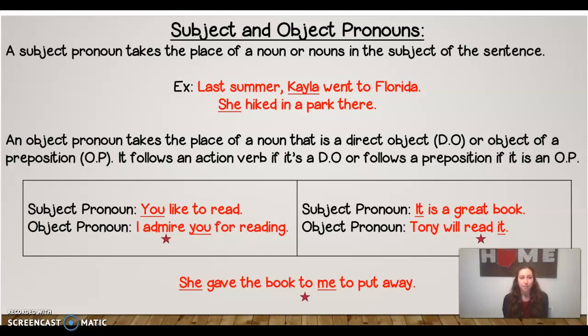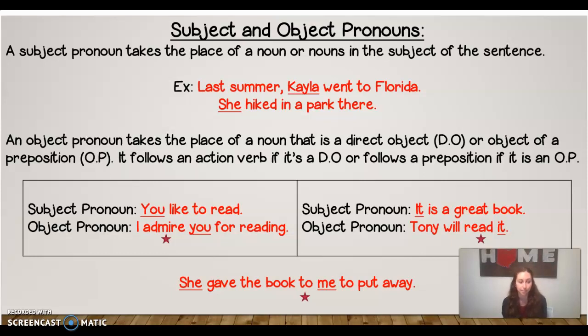So for the example, you like to read, the subject pronoun again would be you, and you is a tricky one because it can be a subject pronoun or an object pronoun. That's why I've used it here. So you like to read, you is basically replacing a person's name. So if I said Abby likes to read, you would be replacing it if I was talking directly to Abby. The object pronoun, if we look at I admire you for reading, you is the object pronoun here.